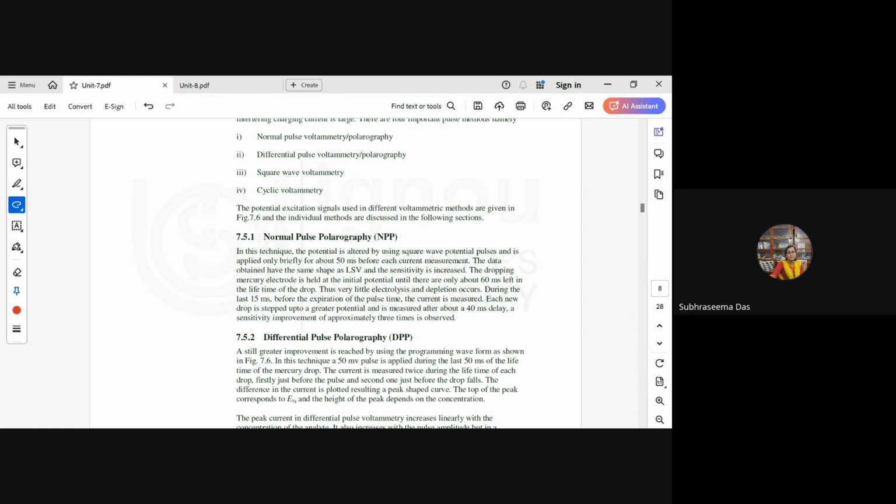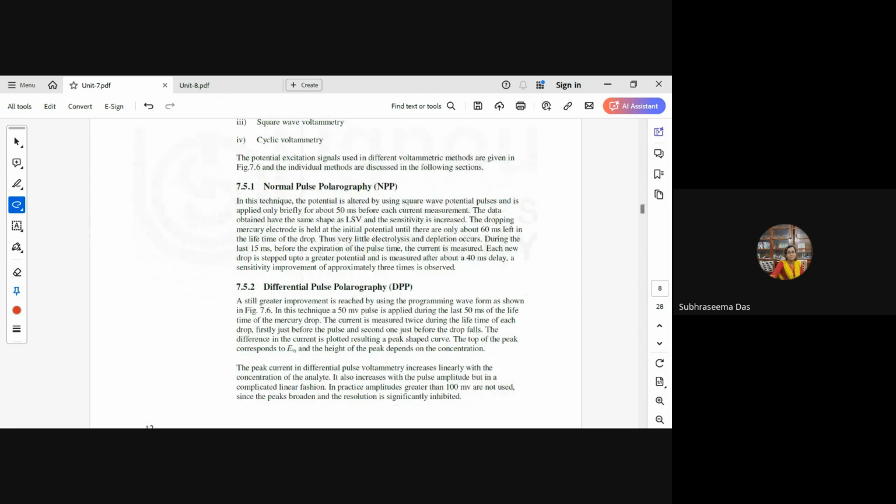Each new drop is stepped to a greater potential, and it is measured after giving a delay of very few microseconds. A sensitivity improvement of almost 3 times has also been observed in NPP. So the voltammogram obtained here is almost similar to that of an LSV, and it is more sensitive than a normal LSV.